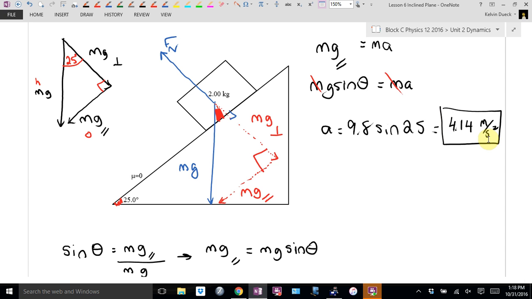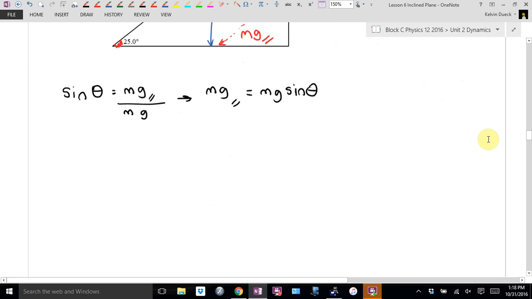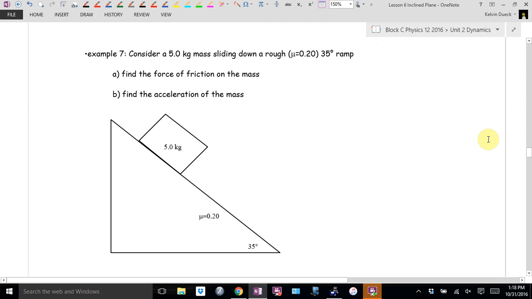Is that okay? Let's do one with friction. I like example 7. Example 7 is a nice question. Why would I say that?